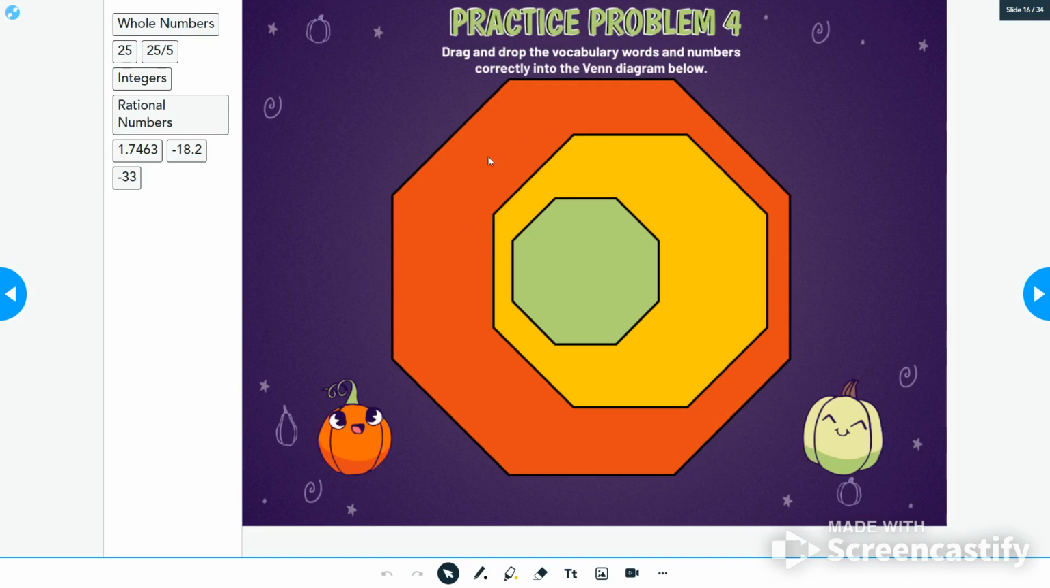All right, so I'm going to start with my outermost section. It's called rational numbers. So when we're talking about rational numbers, this includes most numbers that exist. Okay, any number that can be written as a fraction in simplest form.